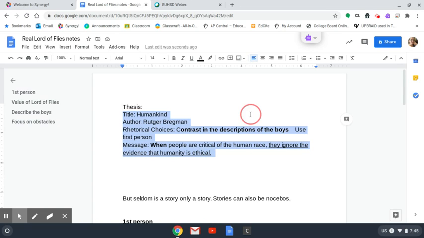Absolutely not. So I could have Rutger Bregman wrote Humankind in order to prove that when people are critical of the human race, they often ignore evidence that humanity is ethical, period. He chose the use of first person and contrast in the description of the boys to drive home that message. Wait, time out.